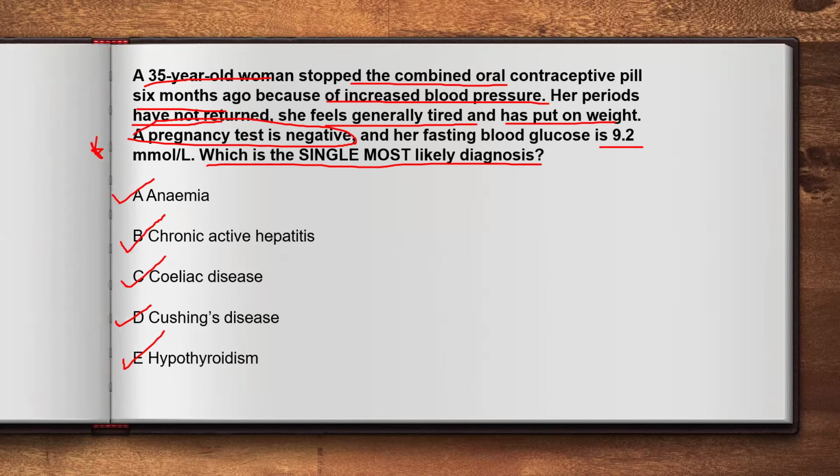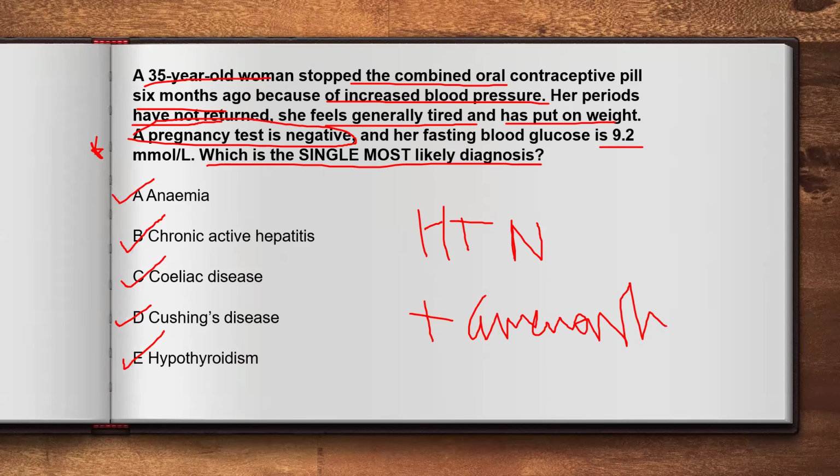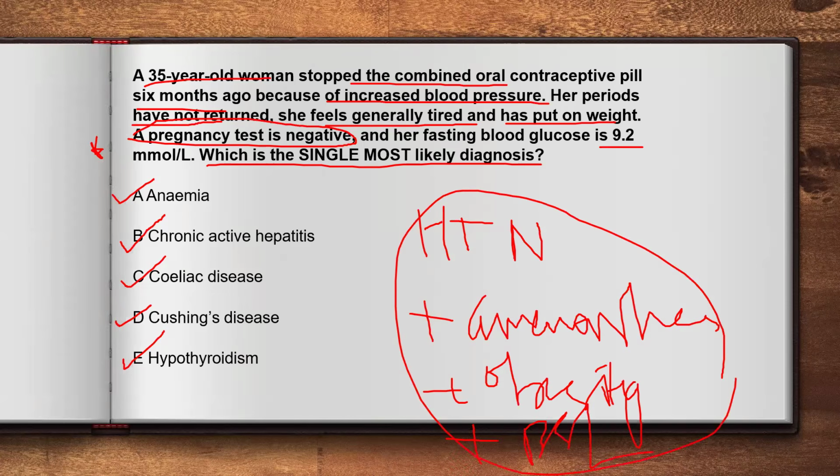So she stopped the oral contraceptive pills because she had high blood pressure. So her symptoms are high blood pressure, amenorrhea, obesity, and blood sugar levels are high. So it's a multi-system problem she's having. We know it's not anemia. We know this is not chronic active hepatitis. We know this is not celiac disease because there is no deficiency she's having. Now, it's either D or E. What is the most likely diagnosis?